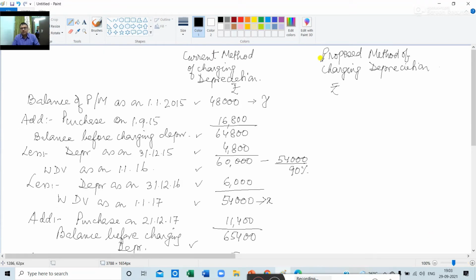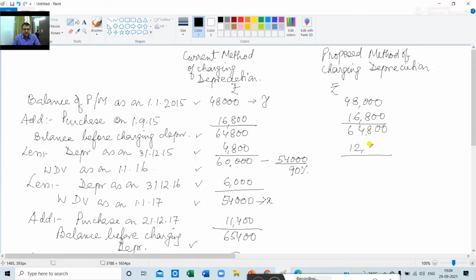So what is the proposed method of charging depreciation? This is 20% on the closing balance, that is the balance as on 31st December of each year. We are going to charge depreciation at the rate of 20%. So the amount of plant and machinery as on 1st January 2015 is taken as 48,000. Then there was an addition of 16,800, so 64,800. So you need to charge depreciation at the rate of 20% on 64,800.